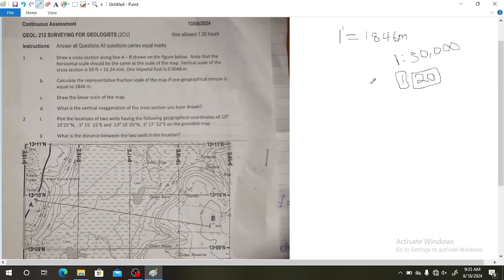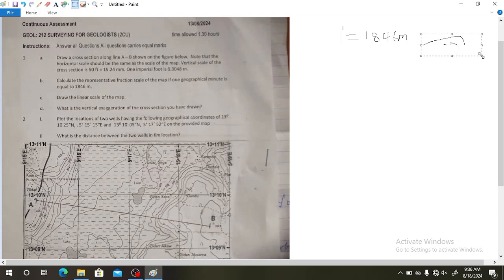Somebody may decide to give them different units, because we have different units. It can be in meters, it can be in kilometers, it can be even in inches and feet. I can decide to say this one should be in feet. If this one is in feet, this 50,000 too must be in feet. They must have the same units. If I say this one should be in inches, this 50,000 too must be in inches. So this is all about the fractional scale.